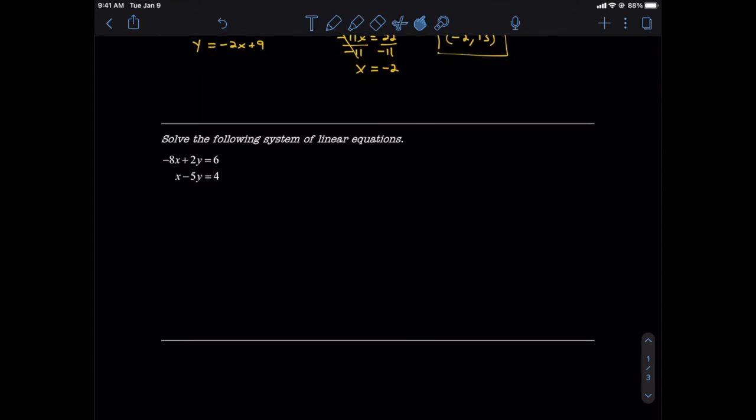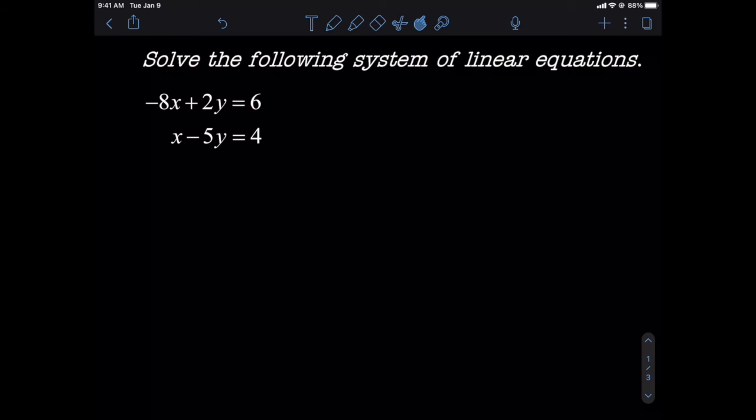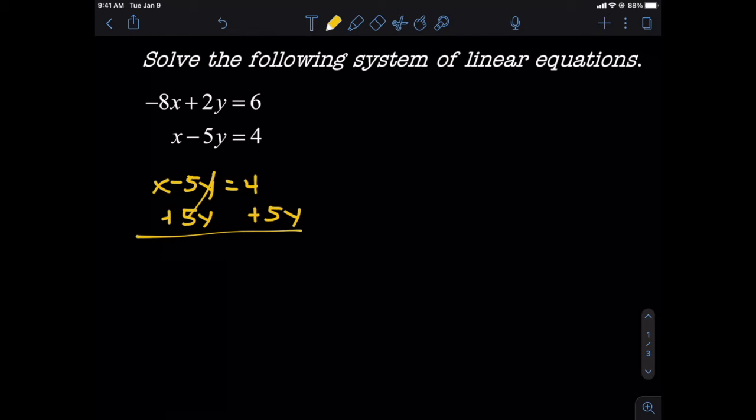Our next example is negative 8x plus 2y equals 6 and x minus 5y equals 4. See how the x is all by itself over here in the second equation? That's a telltale sign that that's the variable that we want to solve for. So we're going to take the x minus 5y equals 4 and solve for x. We're going to add 5y to both sides, and that's going to get x all by itself. And this is going to give us the equation x is equal to 5y plus 4.